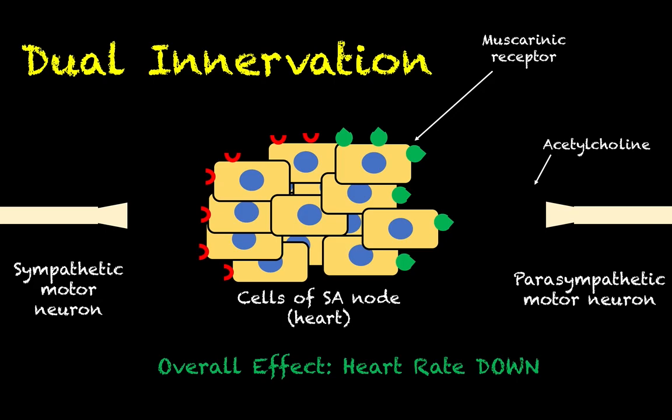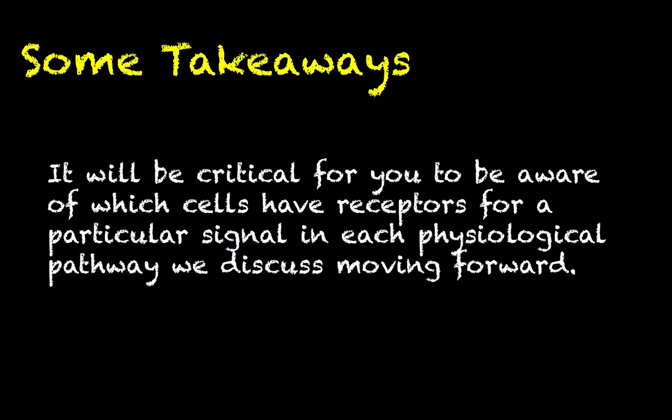So this concept of dual innervation of organs and tissues like the heart that are simultaneously controlled by both sides of the autonomic nervous system, this is something we will talk about much more in the future. For now, I just want you focusing on the concept of ligands binding to receptors and eliciting responses.